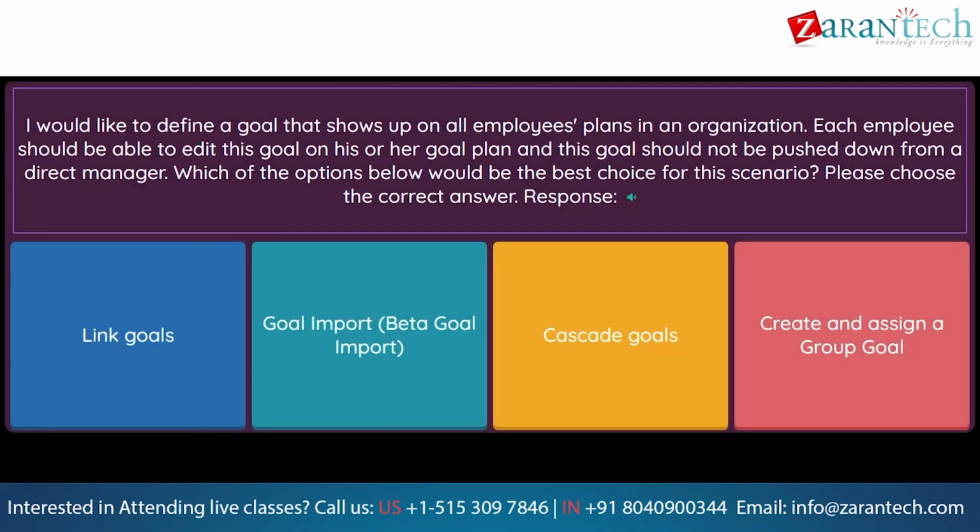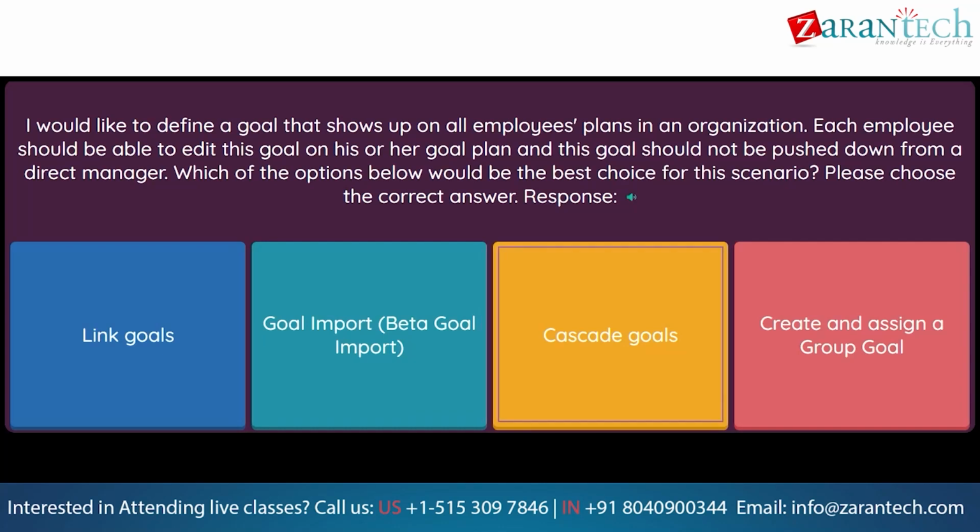Question: I would like to define a goal that shows up on all employees' plans in an organization. Each employee should be able to edit this goal on his or her goal plan, and this goal should not be pushed down from a direct manager. Which of the options below would be the best choice for this scenario? Please choose the correct answer. Response: Option 1, Link Goals. Option 2, Goal Import, Beta Goal Import. Option 3, Cascade Goals. Option 4, Create and assign a group goal.